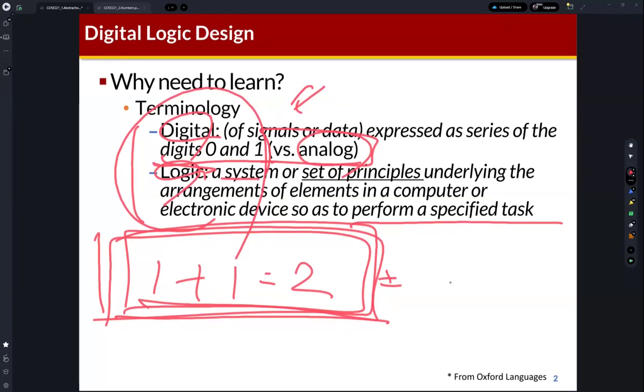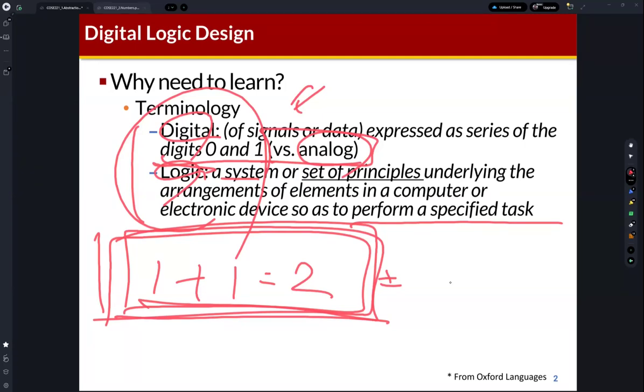So this is the second class of this course. And then, what did you learn from the previous class? So, in the previous class, I briefly introduced digital logic design and digital systems. I mentioned that we live in the real world, not the fantasy world or some virtual world.